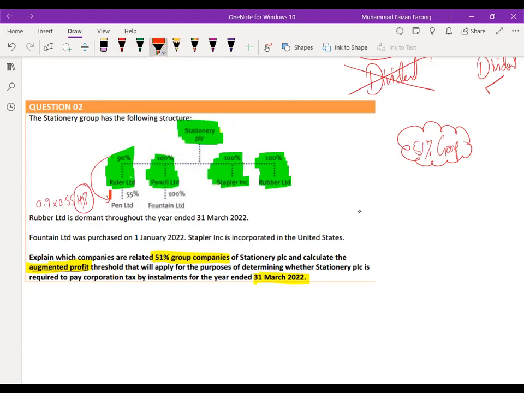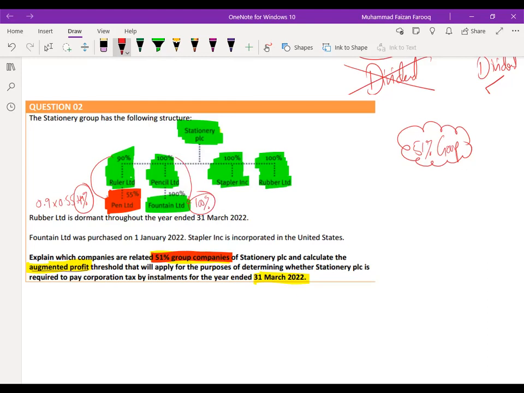Here the percentage is what? 51%. So, will we take the group company or will we leave it? Okay, we will leave it, correct. What about Fountain? 100 into 100, right? How much? 100. So till now, we selected all the green ones and we removed Pen, right or wrong?